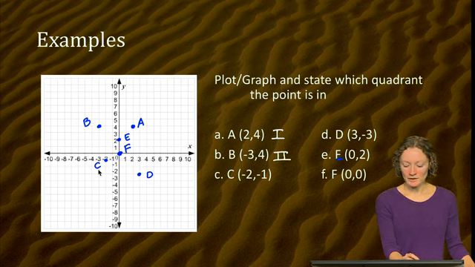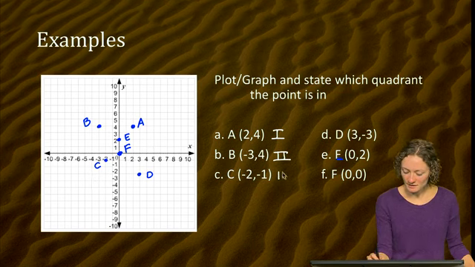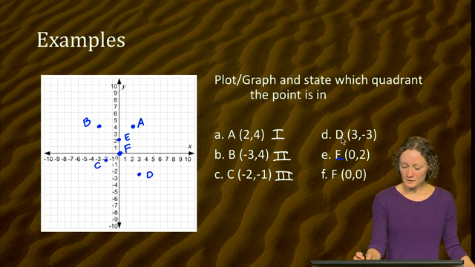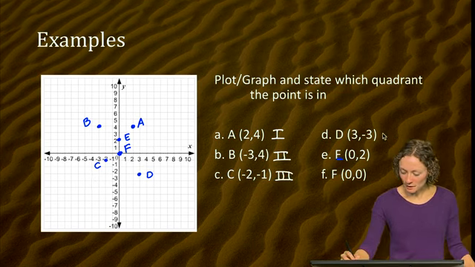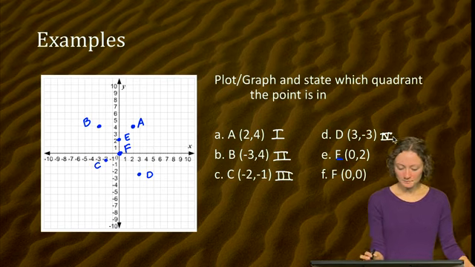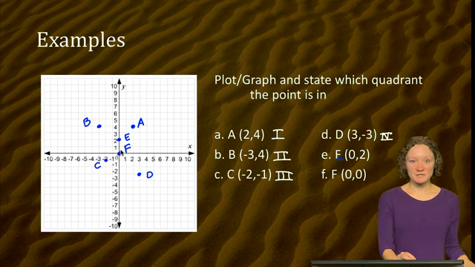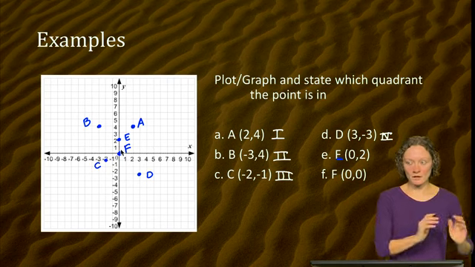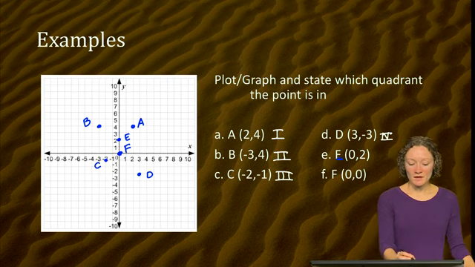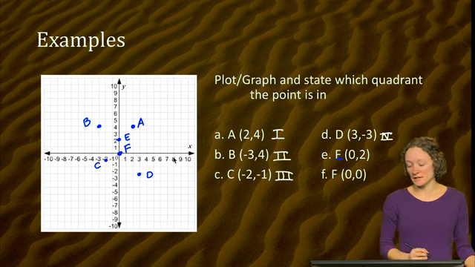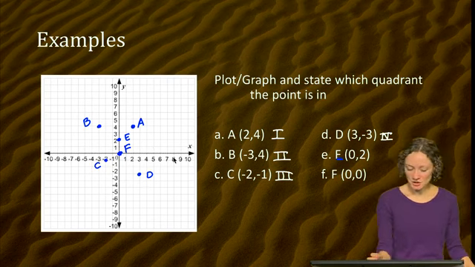The third, point C, is in quadrant 3. Point D is in quadrant 4. Point E, if it doesn't specifically fall in one of the 4 locations, then it's falling on an axis, so you can label it as such. Point E is on the y-axis.